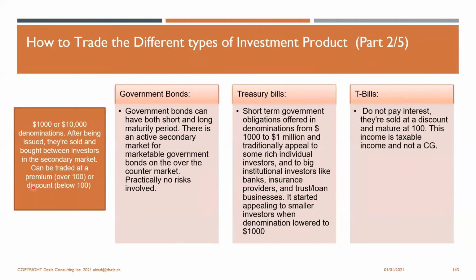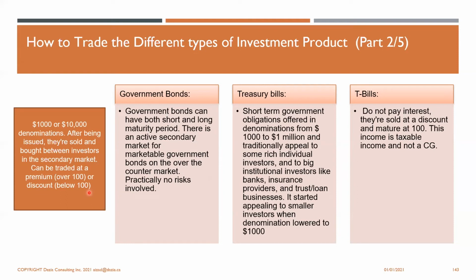So we were saying that the denominations are $1,000 or $10,000, and after being issued, they're sold and bought between investors in the secondary market. So they can be traded at a premium, that is over 100, or at a discount, below 100. So they may be getting bonds at a cheaper price or at a more expensive price.